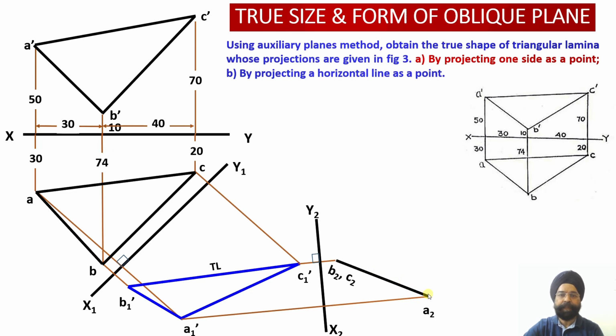Obtaining the edge view of the line means the entire object has been reduced to a straight line, and we know how the true length of a line is obtained. Even though it appears to us as a line, it is not a line, it is a lamina which appears to us as a straight line. So now we are going to go parallel to this.